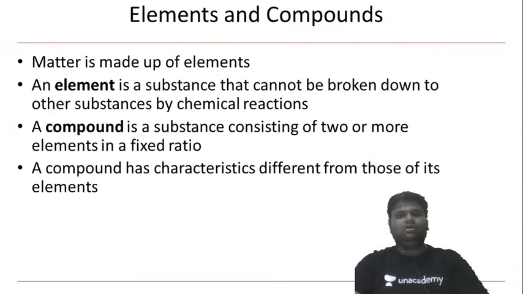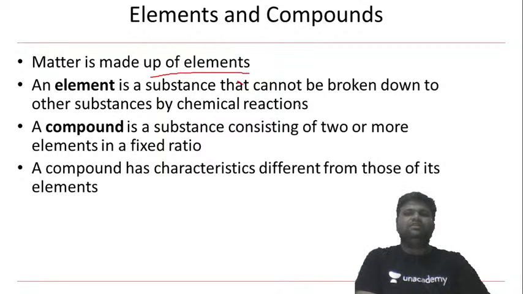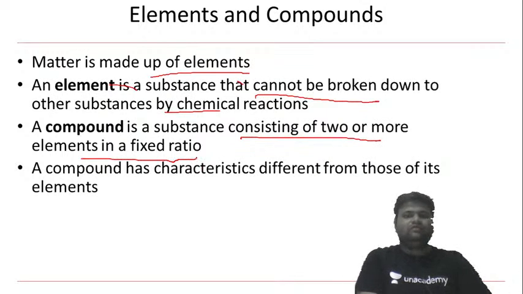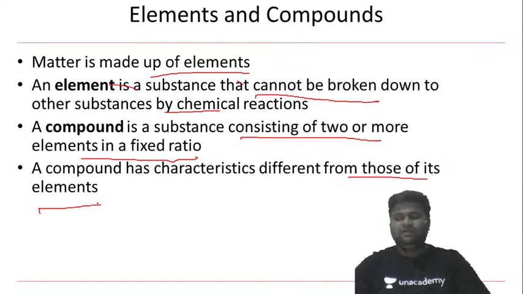So we all know about elements and compound, that matter is made up of elements. An element is a substance that cannot be broken down to other substances by chemical reaction. So that is a basic criteria for being an element. Now what is a compound? A compound is a substance that consists of two or more elements in a fixed ratio. So fixed ratio is important, and compound has characteristics different from those of its elements. So this is something basic about elements and compounds.